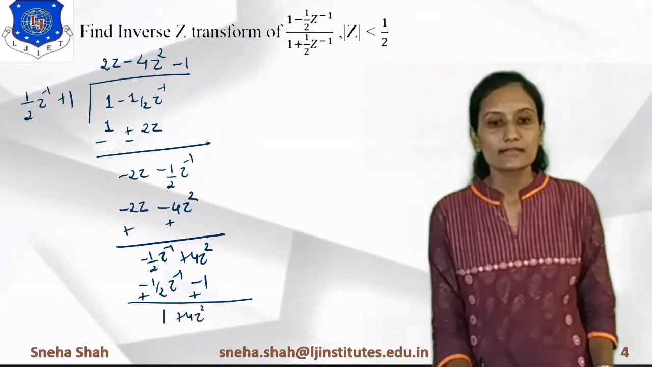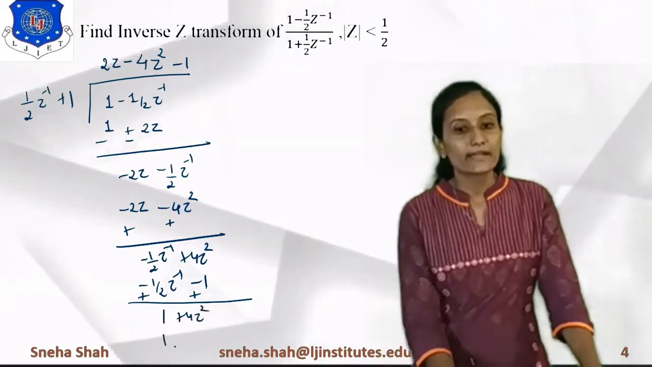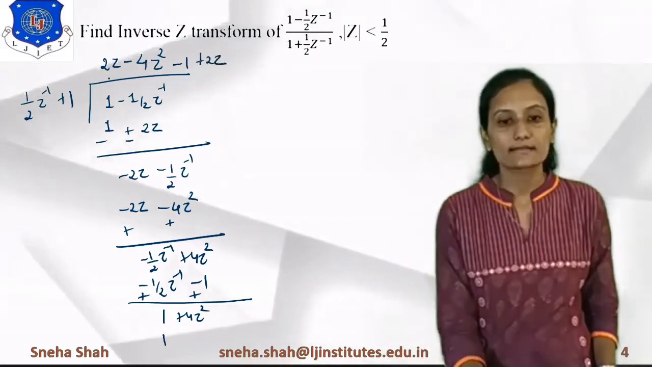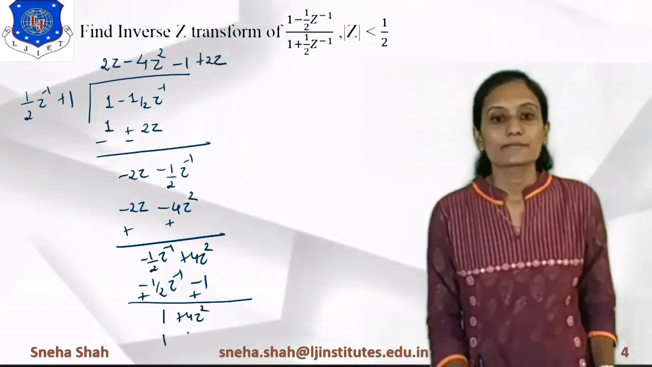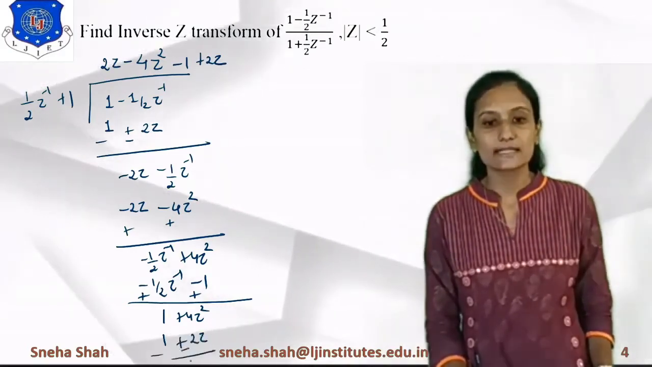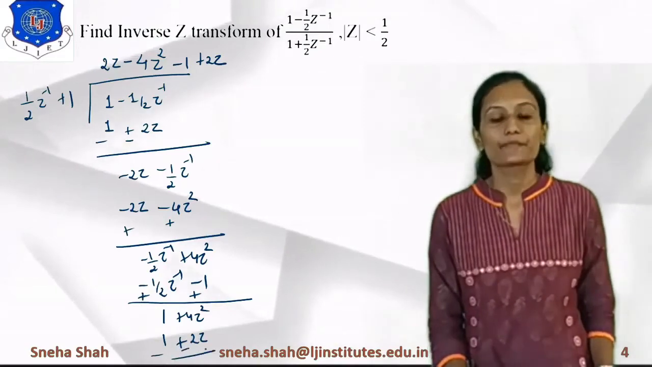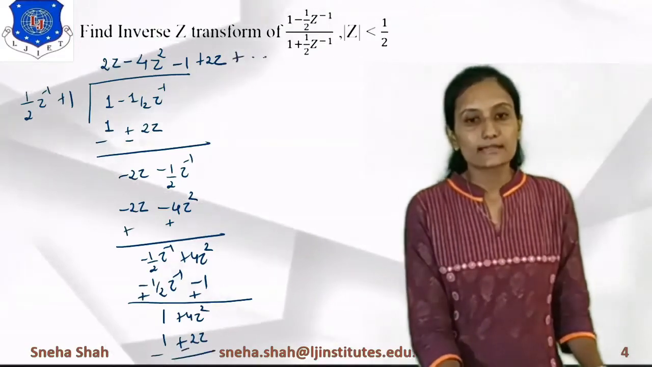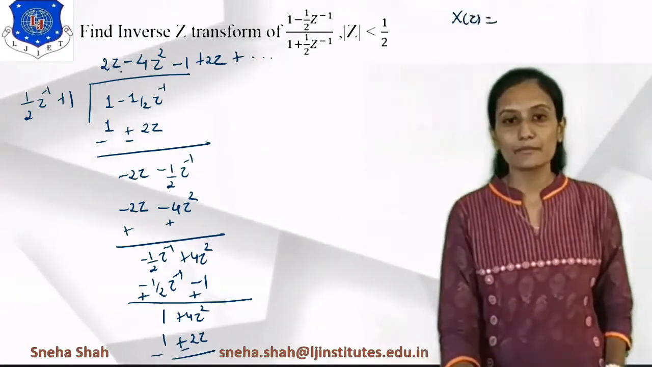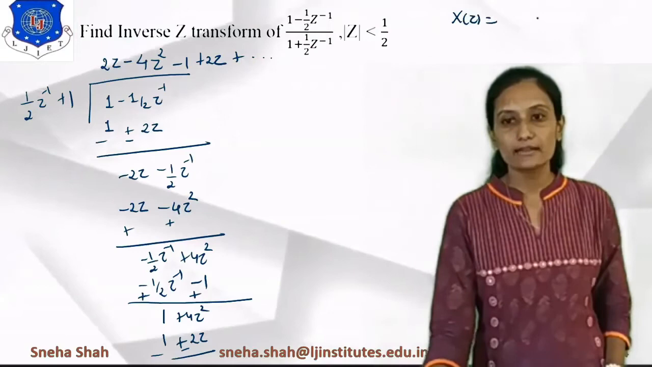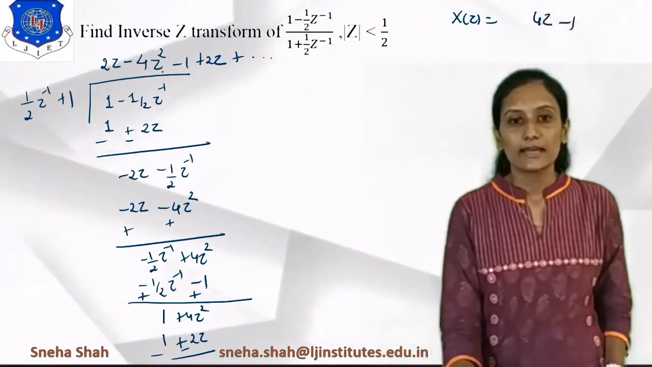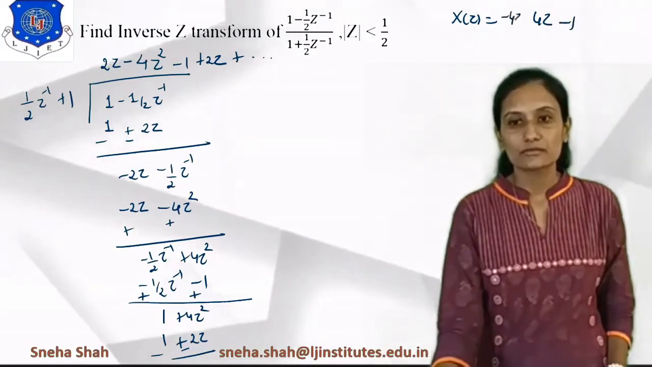1 plus 4z square. Now if we want to find out 1, then what will be the term? Over here the term should be 2z like this, right? So it will give you 1 plus 2z. This minus minus will be cancelled out, so the answer will be in this form. So from this you can see what the answer is: X of z equals 2z plus 2z, meaning 4z, minus 1 and minus 4z raised to minus 2. Right.